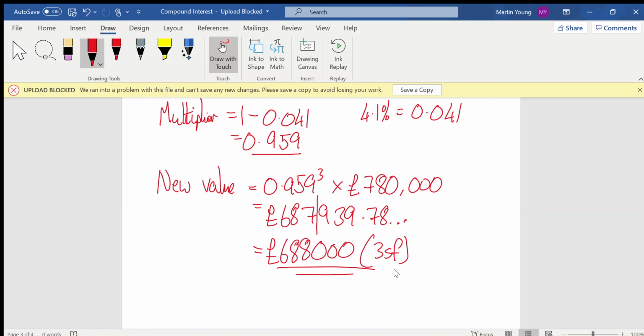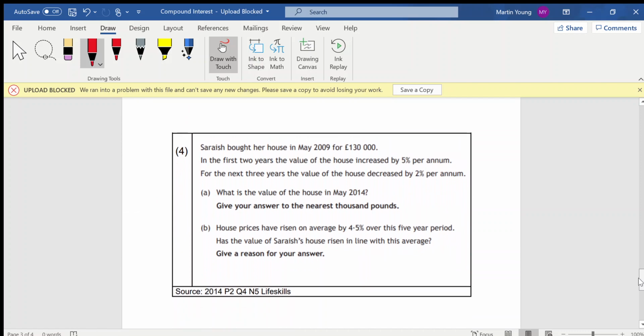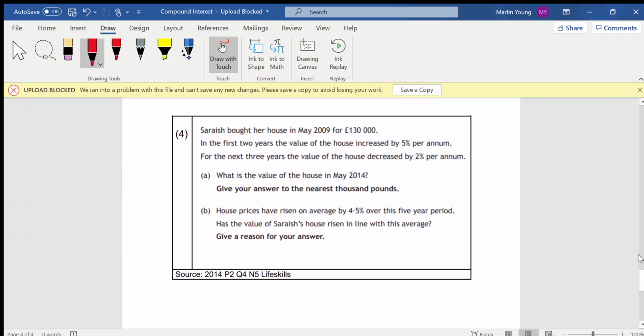Okay, next question, and it's the last one in this wee worksheet. So we've got a house that's bought in May 2009 for £130,000. In the first 2 years, the value of the house increases by 5% per annum. That just means per year. And then for the next 3 years, it decreases by 2%. What is the value of the house in May 2014?